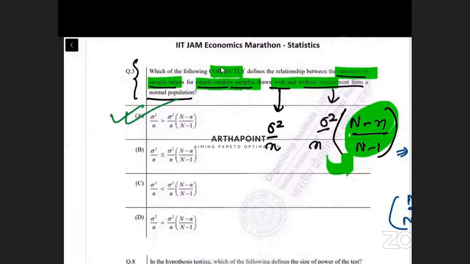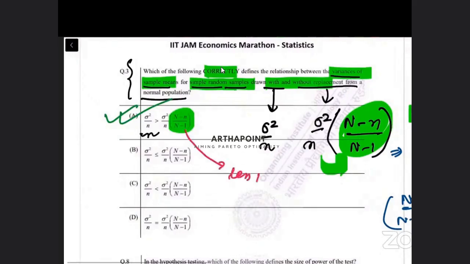Think about it. Tell me if there is any doubt. So we have got the variances in the two cases. The variance in the first case is sigma square by n, and in the second case it is sigma square by n into N minus n by N minus 1. And we have been able to prove that this is greater because this factor is less than 1. I hope this is clear to you.